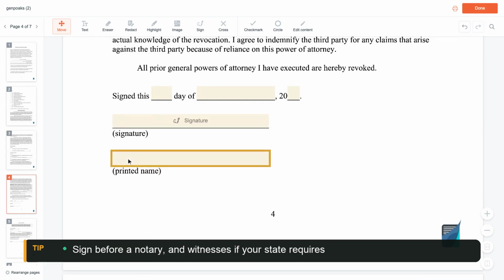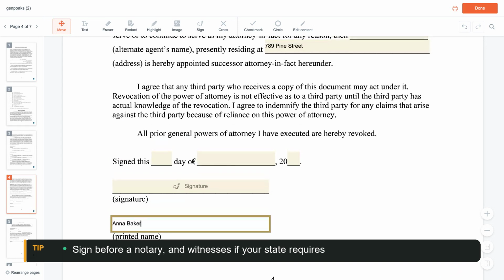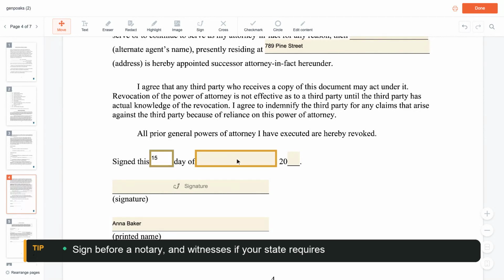Finally, print your name and date it. Sign it the way your state requires. We'll cover those exact rules in the recap. Then, give a copy to your agent and to anyone they'll deal with, like your bank.